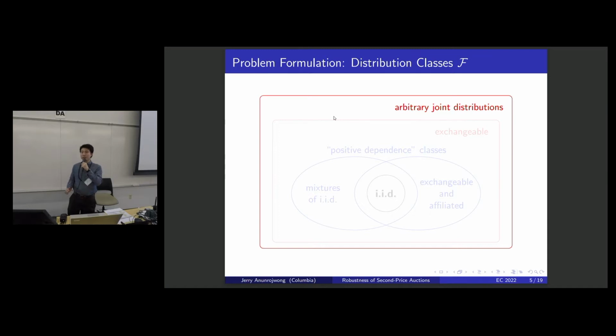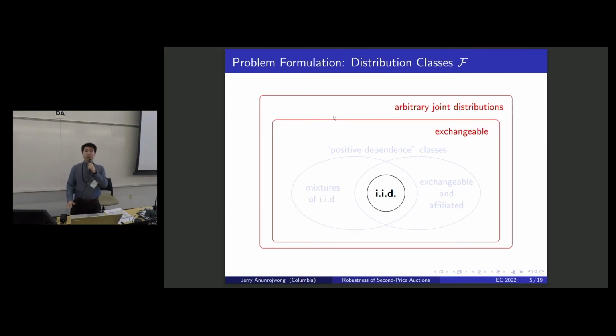This Venn diagram shows the distribution classes that we will consider. On the one end, we consider arbitrary joint distributions where the dependency can be general. On the other end is IID, where bidders are independent and identically distributed. We can further constrain the arbitrary joint distributions by requiring that agents are exchangeable. That means that agents are in some sense symmetric and can be permuted. It turns out that under these two distribution classes, the worst case distribution is that there is effectively only one active random bidder, so valuations are negatively dependent.